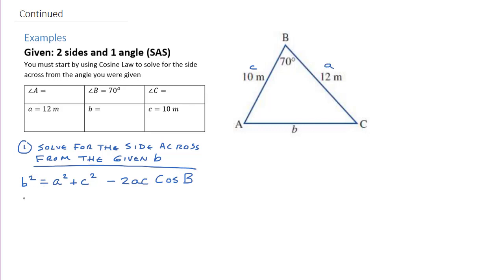All right, so here we go. B squared equals a squared, which is 12 squared, plus 10 squared, minus 2 times 12 times 10 times cos of 70 degrees. Now, here's where you might want to store numbers in your calculator, so be really careful. Let me talk about what I would do here.